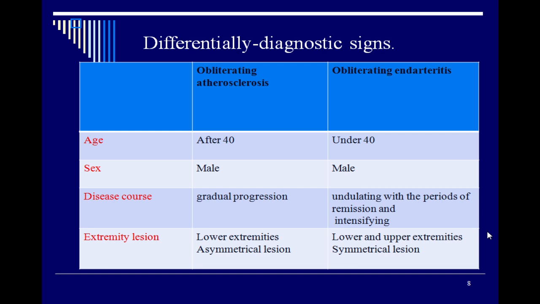Here you can see the differential diagnostic signs of obliterating atherosclerosis and obliterating endarteritis. Age: for the first, after 40; for the second, under 40. Sex: male usually, in the first and second. Disease course: gradual progression for the first, and undulating, with periods of remission and intensification, for the second. Extremity lesion: lower extremities, asymmetrical lesion for the first, and for the second, lower and upper extremities, symmetrical lesions.